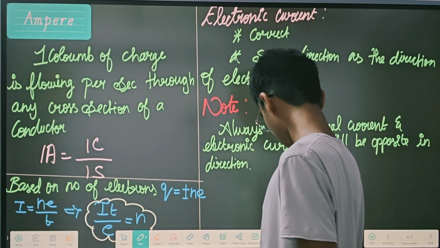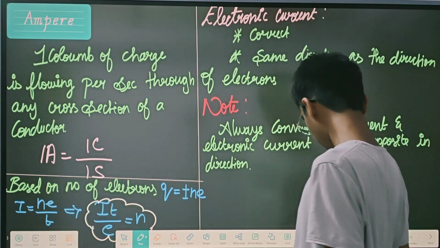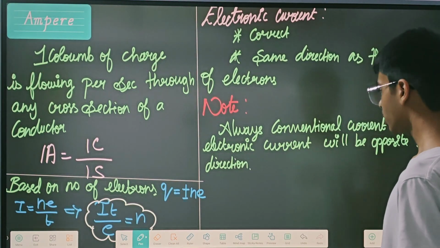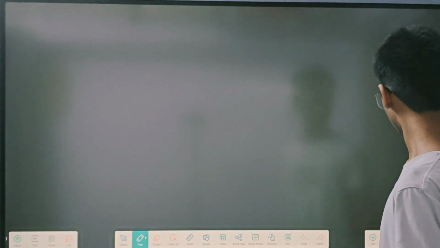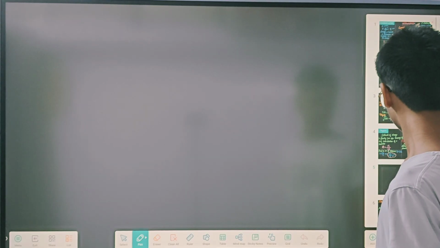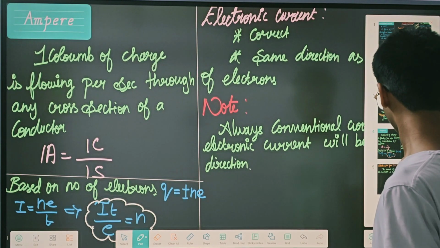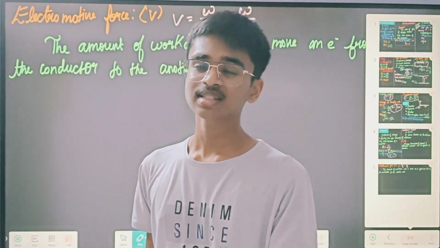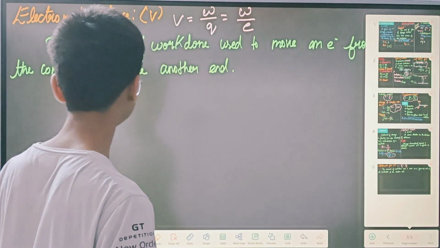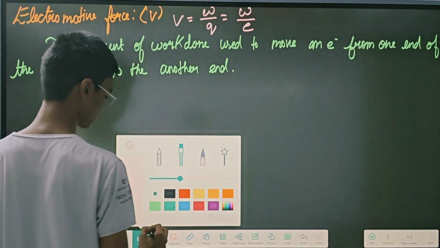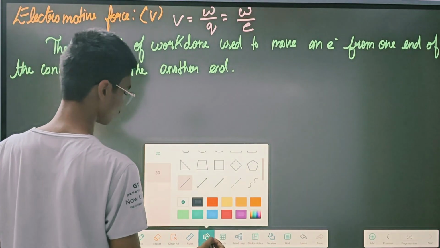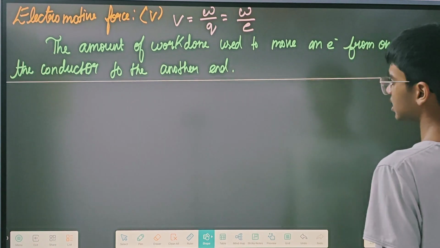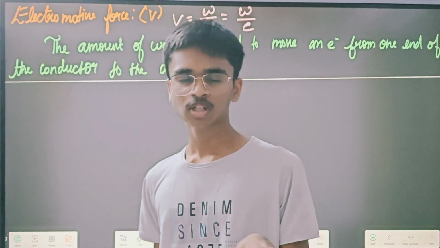Next concept is drift velocity. In order to remember this formula, I'm going to explain the total formula in two different ways. With drift velocity, we can complete this total seminar.